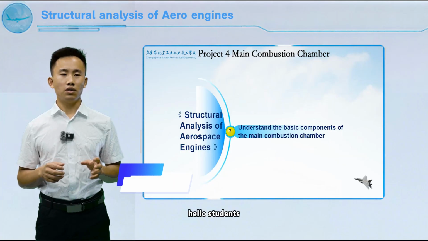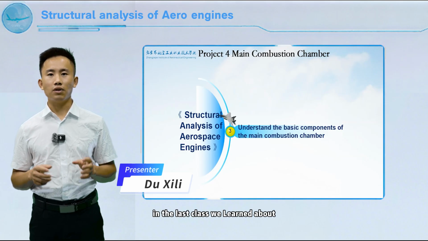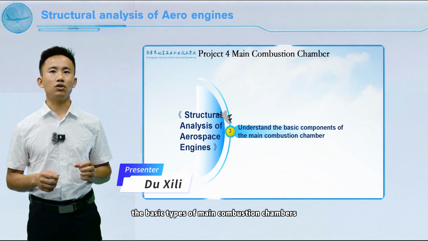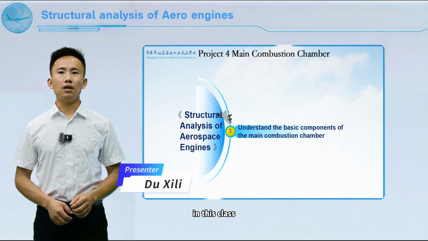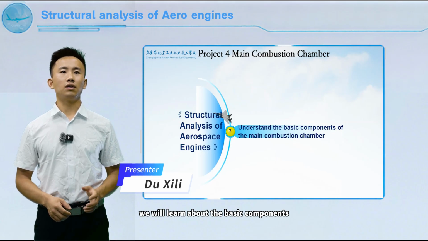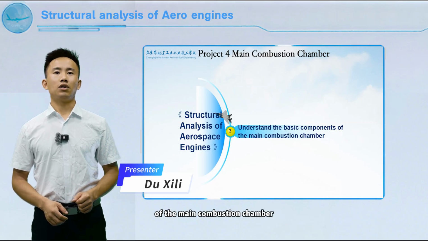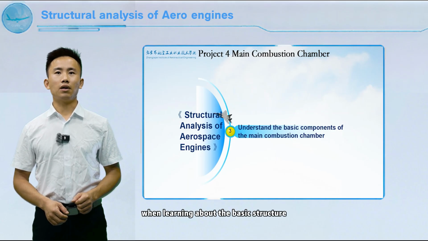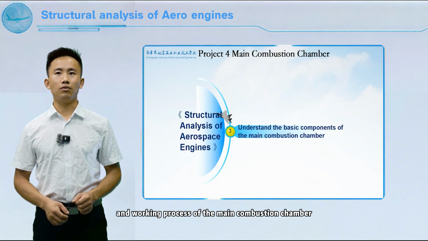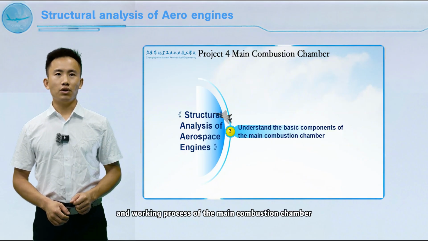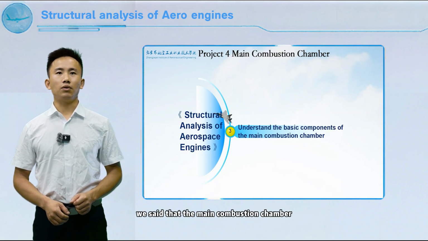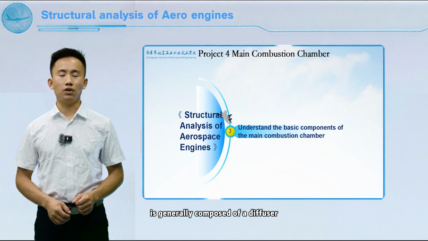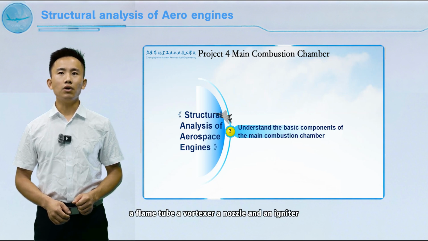Hello students. In the last class, we learned about the basic types of main combustion chambers. In this class, we will learn about the basic components of the main combustion chamber. When learning about the basic structure and working process of the main combustion chamber, we said that the main combustion chamber is generally composed of a diffuser, a shell, a flame tube, a vortexer, a nozzle, and an igniter.